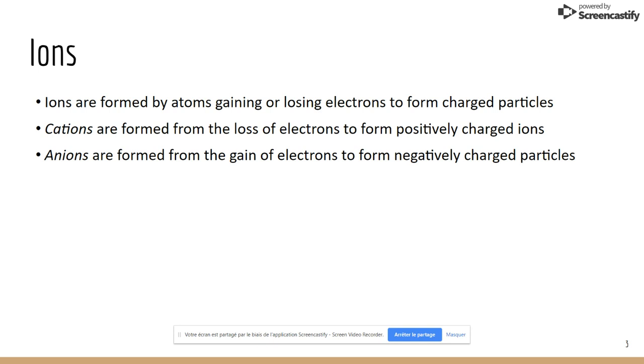And then when we form something that is positively charged, it is called a cation. So that T looks kind of like a plus sign. That helps you remember that. And then anions are formed from the gain of electrons to form something with a negative charge.